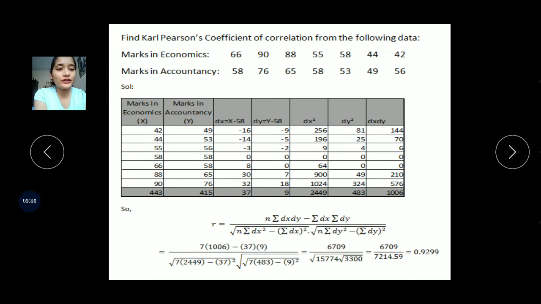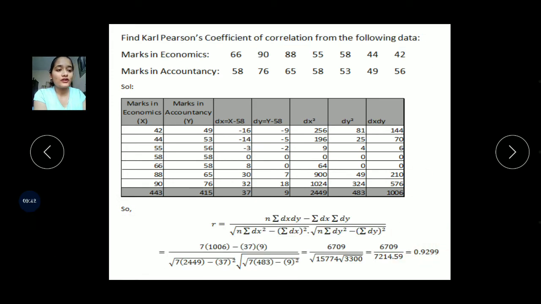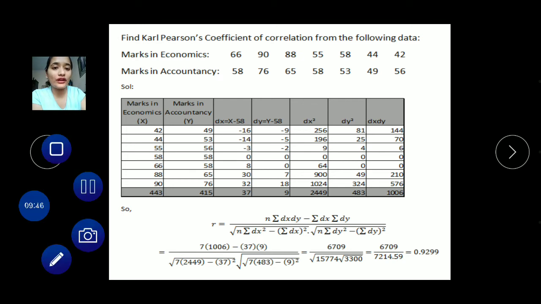Similarly we'll do it for y, and we'll put everything in this formula and calculate it, and it will come out to be 0.9299, which is a very high degree of correlation.